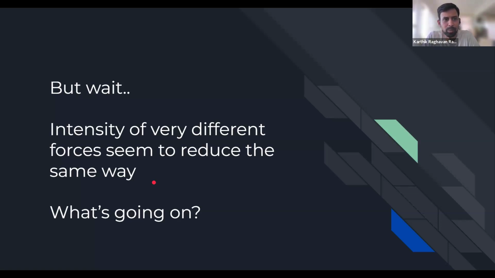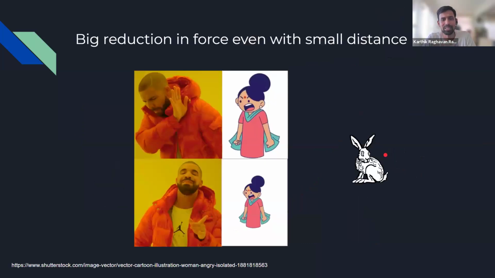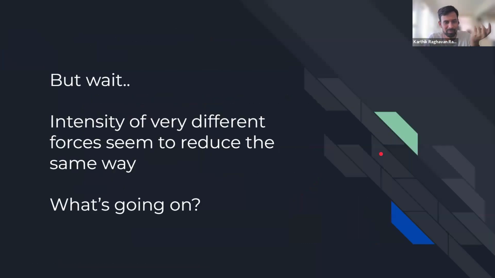Confused, Matthew. I hope you're confused in a good way. I hope the rest of the session answers it. But if you are confused about the question itself, my question is this: everything has an r squared or an x squared in the denominator, but these are all very different forces. Gravity is very different from electrostatic force, and sound is very different. So how come fundamentally different phenomena have the same behavior?